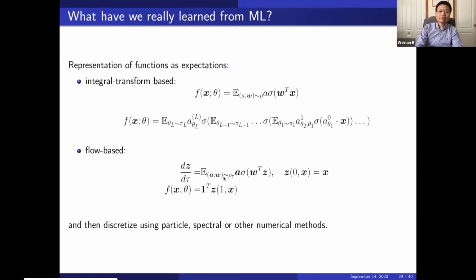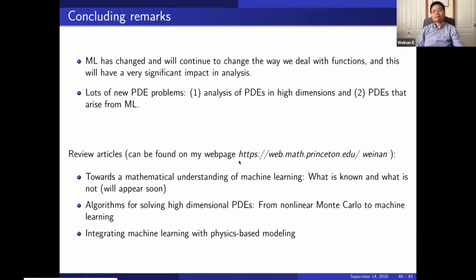So I can only think of these two general classes, integral transform based and flow, ODE based. And then we can discretize using standard numerical methods, particle methods, spectral methods. Well, then we get our machine learning model. This allows us to think outside the box about neural network models. Okay, so this is what I wanted to say: first of all, there are new PDE questions. Machine learning itself gives rise to PDE questions.